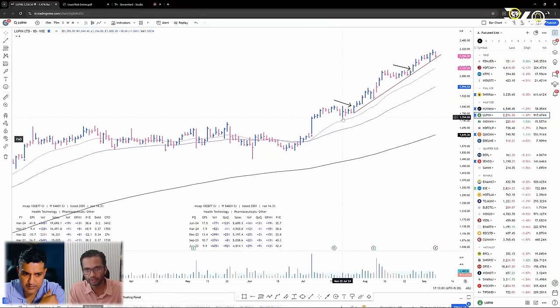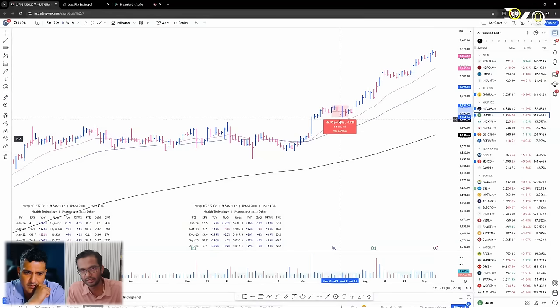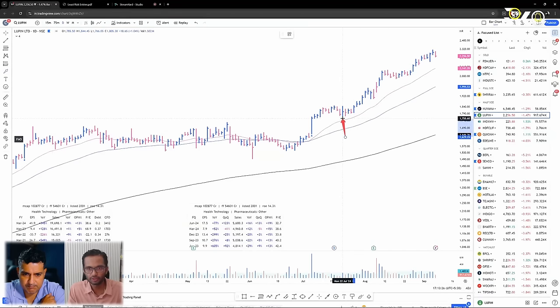So it broke out and then we have a pullback near that 21 MA. Now it consolidated. What I mean by this consolidation is that if you just look at the range of this chart, it is just 5%, 4.7%, so roughly around 5%. So if it comes out of this consolidation area and I place my entry here, I can have a stop loss which is roughly around 5% away.